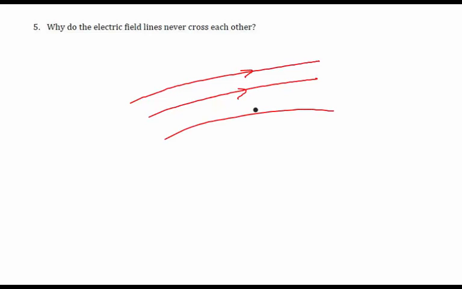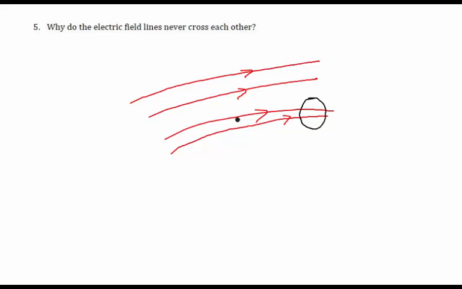Dear students, in this example, it says: why do the electric field lines never cross each other? Now, this is a very fundamental question, and we already know that the electric lines of force, if they are like this, we can always come to a conclusion that they can get very close to each other, and wherever the density of the electric field lines is more, there the electric field strength will be higher.